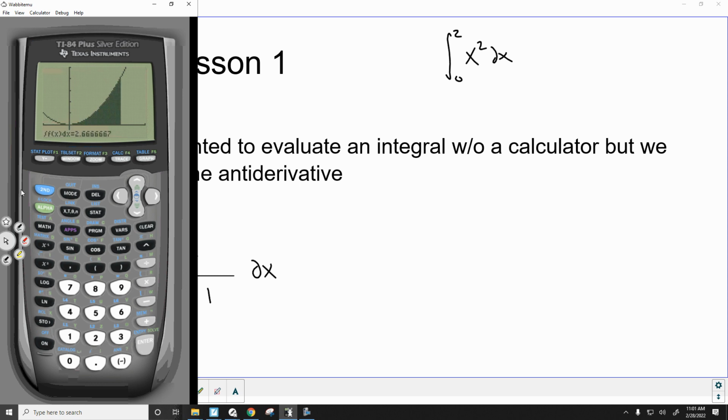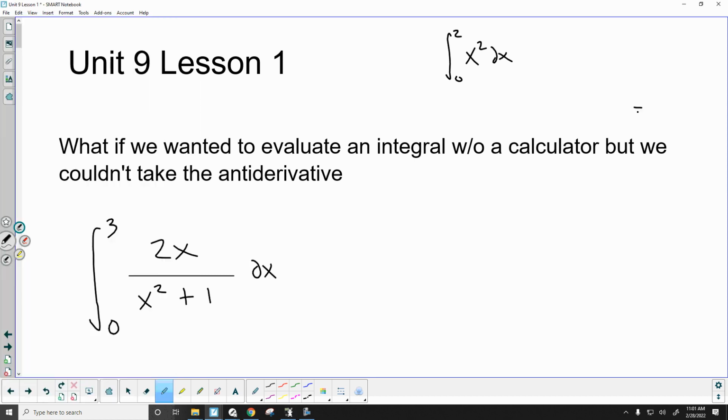How do we get that same answer without a calculator? Very important. We could take the antiderivative. Plug in 0 and 2, the C is not going to matter. You get 8/3.